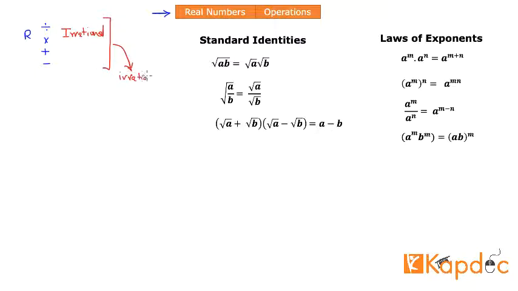Okay, so no matter what number you have on the other side, if you are operating that number with an irrational number, the result is always going to be an irrational number.